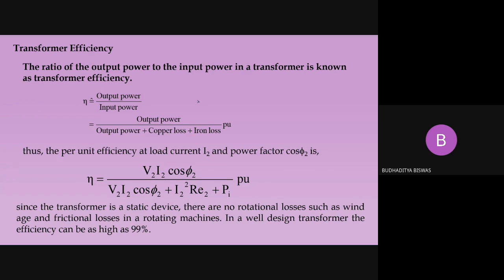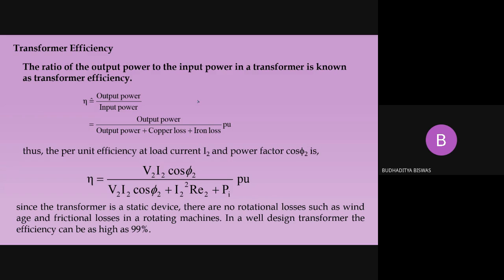And as the transformer is a completely static device, with no rotational or moving parts inside, for a well-designed new transformer the efficiency can be as high as 99.99%. Nowadays the designs are so good that the transformer efficiency is coming very close to 100%.